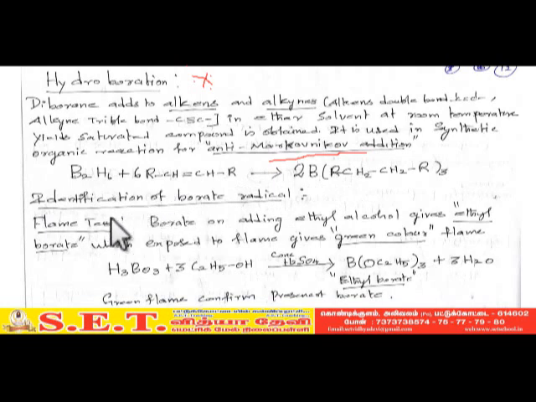Now we are going to learn about the identification of the borate radical, using the flame test. In the flame test, borate is added to ethyl alcohol in the presence of sulfuric acid to give ethyl borate with a green flame, green color flame. It confirms the presence of the borate radical in the substance. So this is called identification of borate radicals.